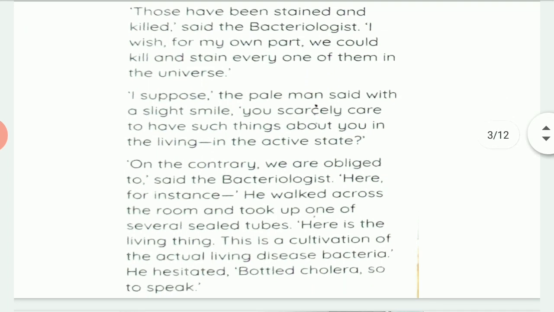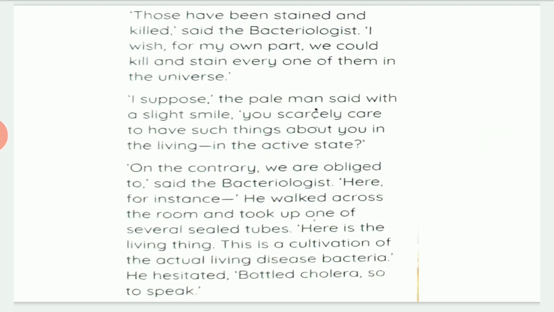So, of course, the bacteriologist presents his wish in front of this anarchist, the visitor. He tells him that for his part, he would love to kill and stain every such dangerous germ or bacteria that is present in the universe. He would like to eliminate all such bacteria or germs which could possibly create havoc or destruction for the entire human race.